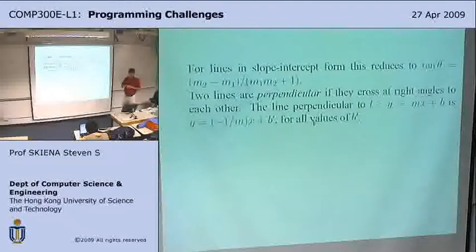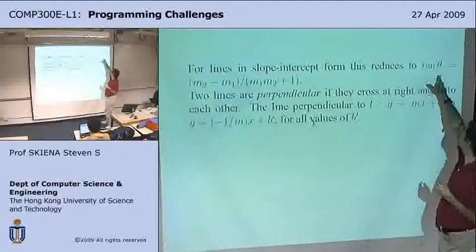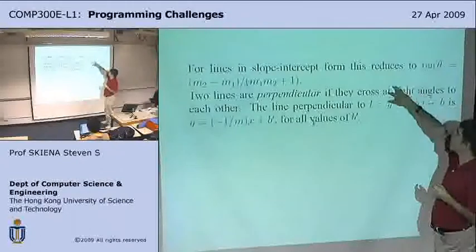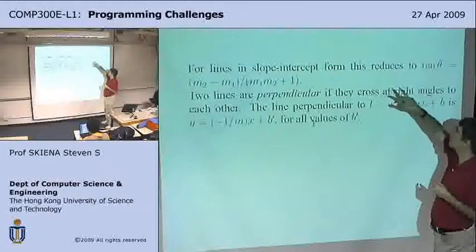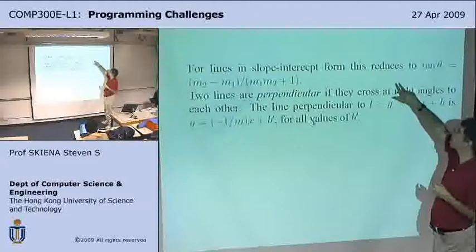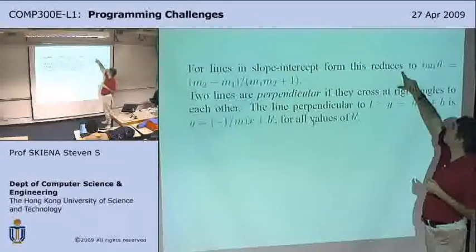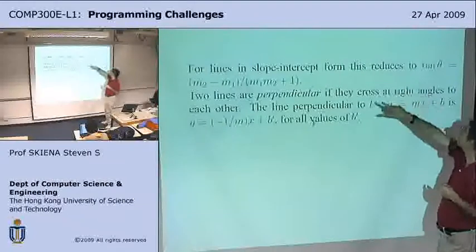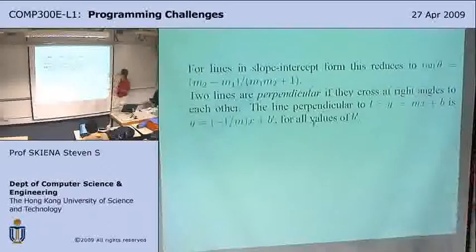The lines that are intersected in the reverse case, where my lines were in general slope-intercept format, meaning that they were the non-degenerate lines, the equation reduces to that. Okay? Any questions?